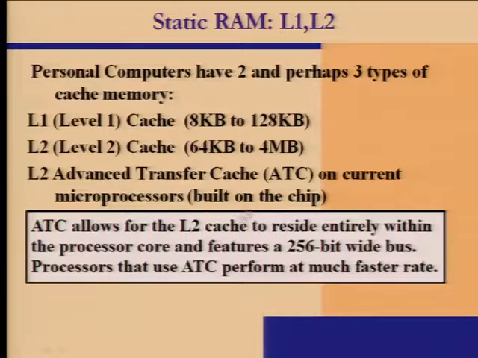There is also another type called the ATC, Advanced Transfer Cache, which is a version of L2 cache. L1 and L2 are typically housed within the processor itself, not external. ATC allows the L2 cache to be put inside the processor chip. That means the whole cache system is part of the processor chip itself. And it is a lot faster because inside they have a 256-bit wide system bus.